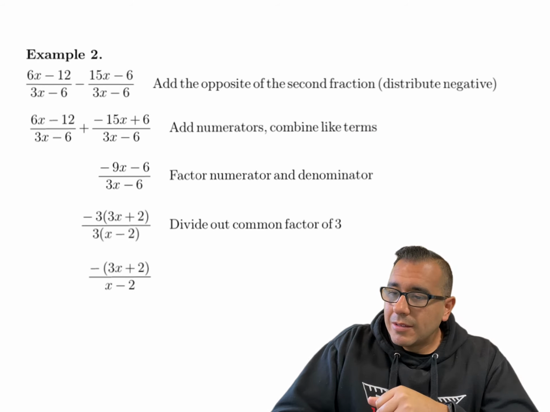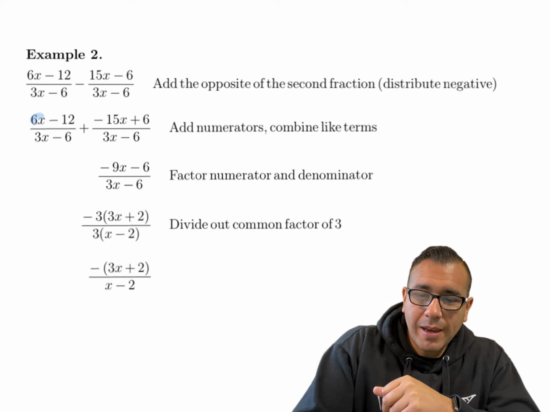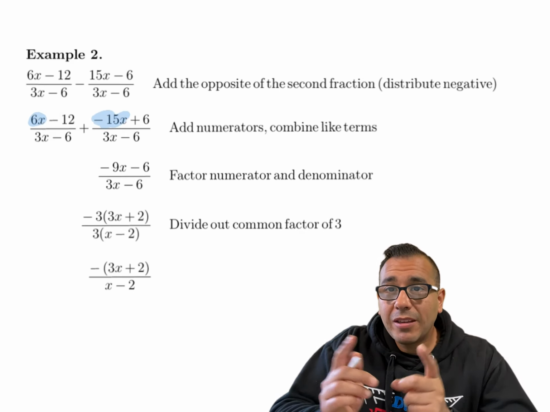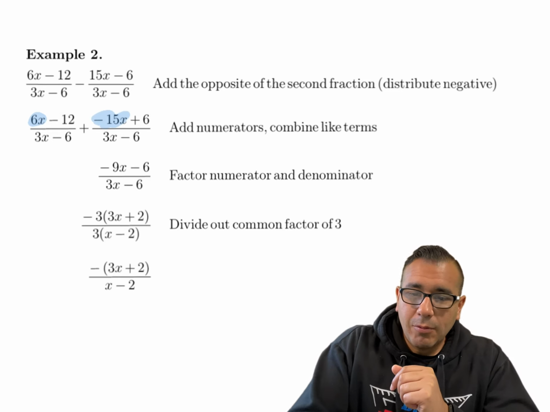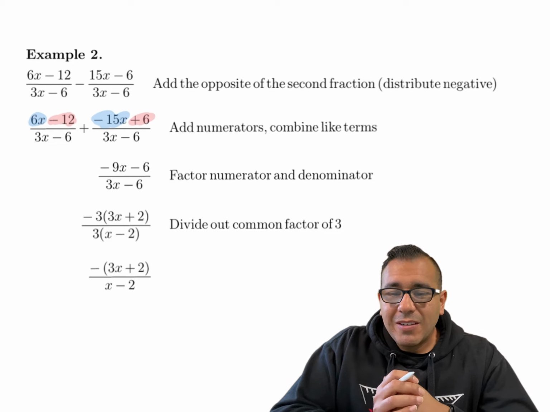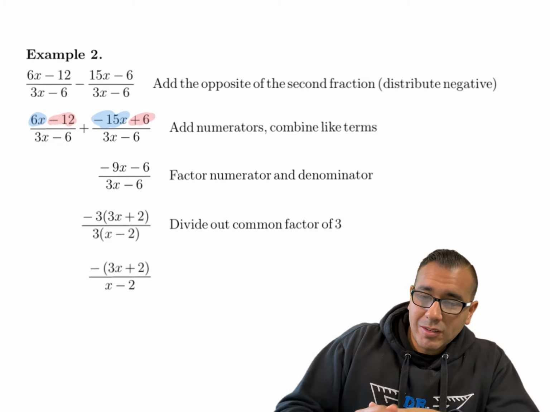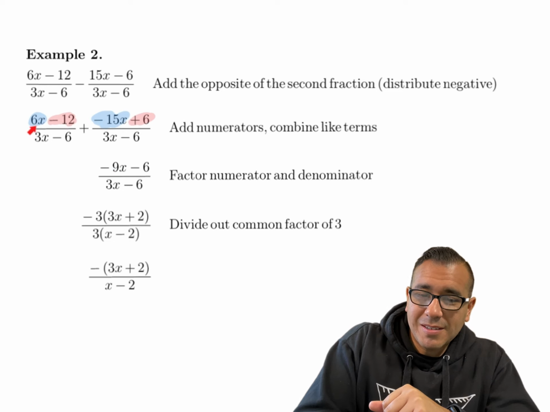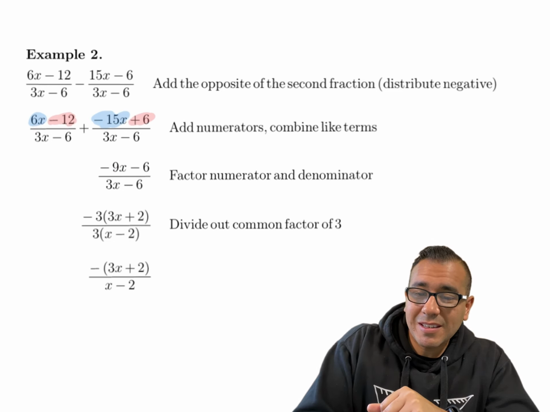All right, Mathletes. So let's color code this. I got a 6x and a negative 15x, right? We're going to combine those like terms. And then we got a negative 12, and then we got a positive 6. So that's going to leave us with negative 6. All right, so let's go ahead and do that. Boom. So there's our negative 9x, because 6x minus 15x is negative 9x.